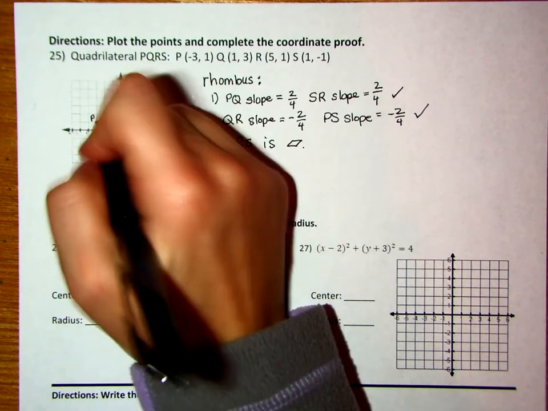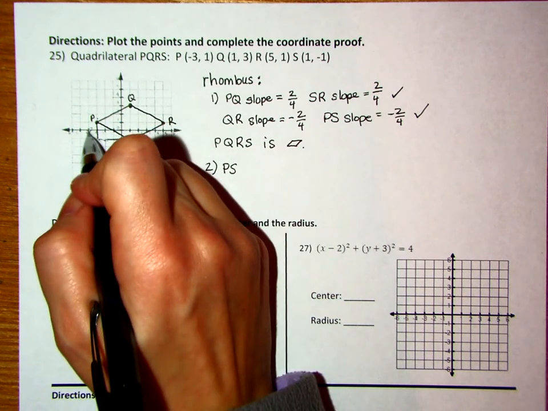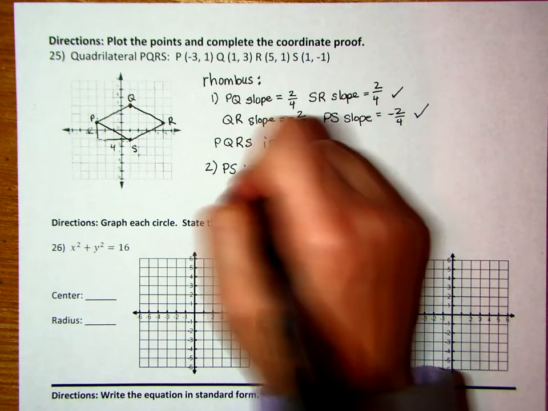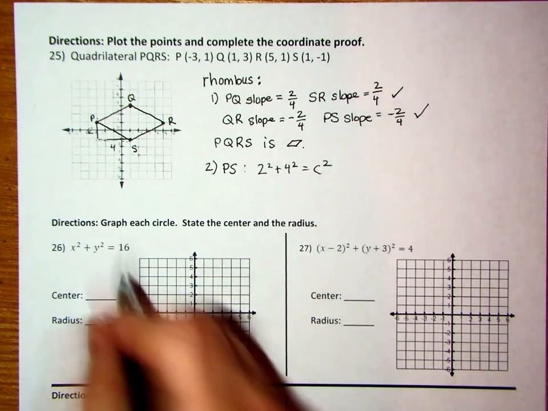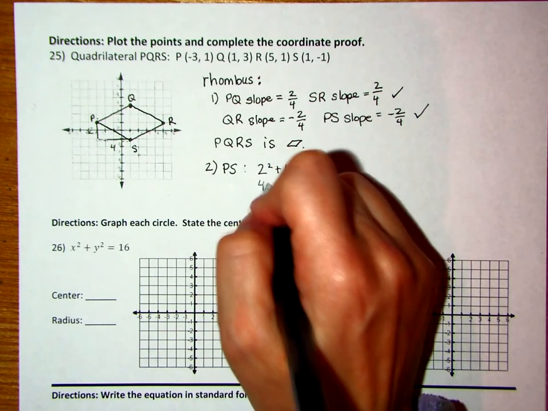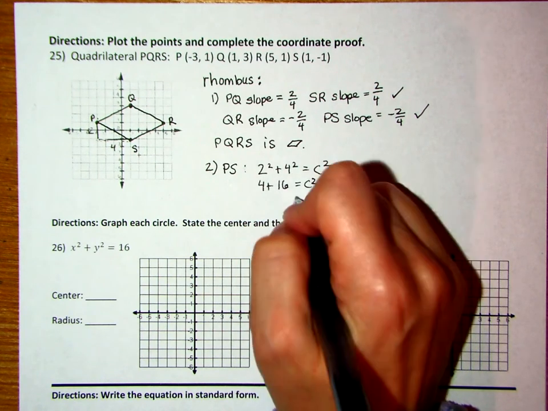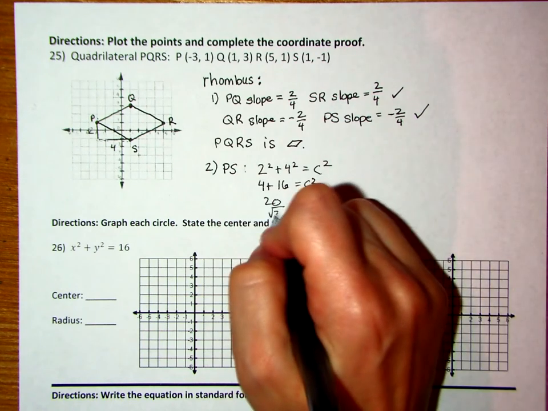So if I look here and I make a right triangle out of this, basically what I see is I have 2 units for this side and 4 units for that side. So the Pythagorean theorem would mean to take my leg squared plus my leg squared equals my hypotenuse squared. Now my hypotenuse is PS here. So that would be 4 plus 16 equals C squared. So C squared would then equal 20. So when I take the square root of both sides, C would be the square root of 20.